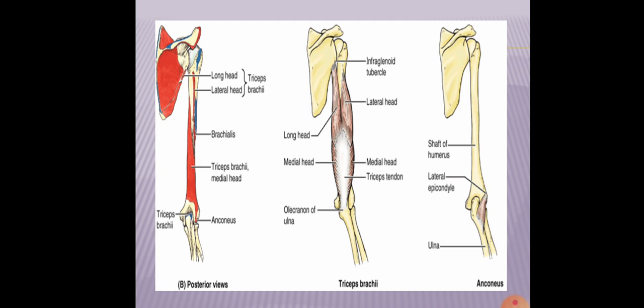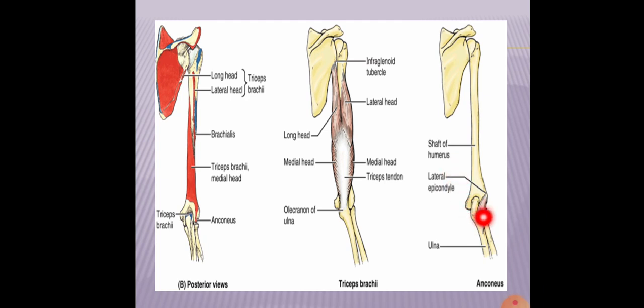ulna. The main action of this muscle is extension of the elbow joint, and it also assists in the extension of the shoulder joint.